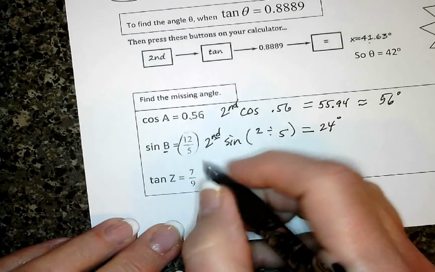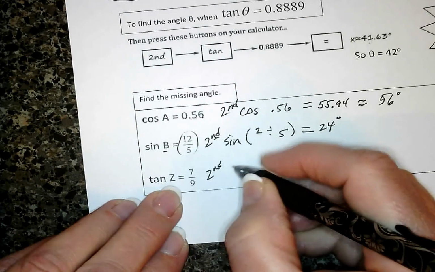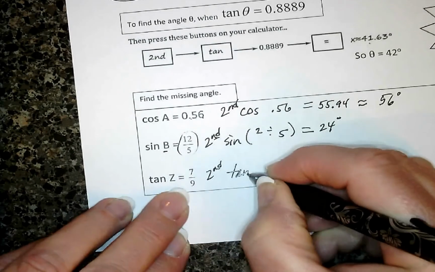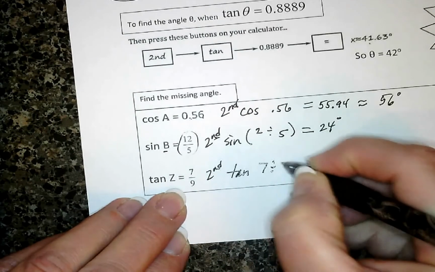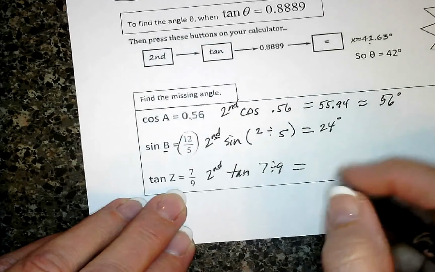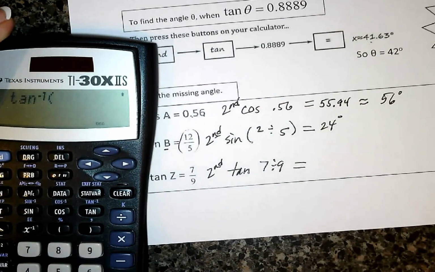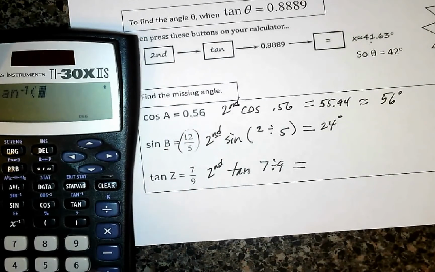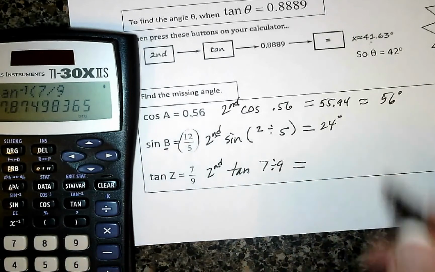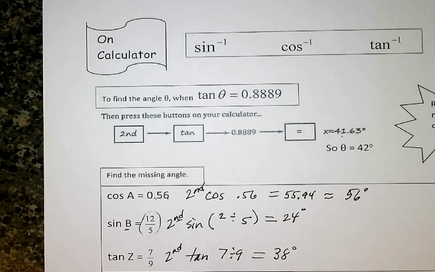Last one, we're going to push second. We push second anytime we want to find an angle. Then I'm going to push tan, and then I'm going to punch in 7 divided by 9. And when I do that, I should get this big long decimal. If I round that off to the nearest degree, I get 38 degrees. Okay, so that's the process that you use to find a missing angle using the calculator. Come back for part 2 and we'll go through some examples.